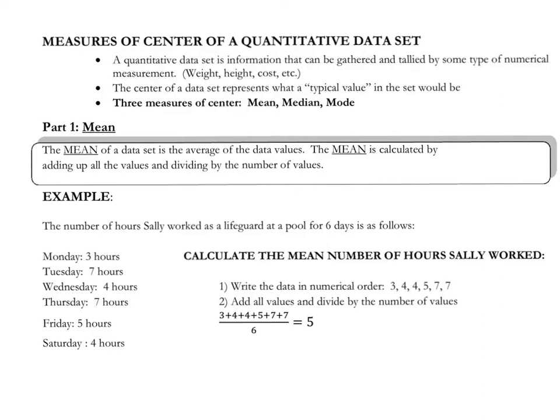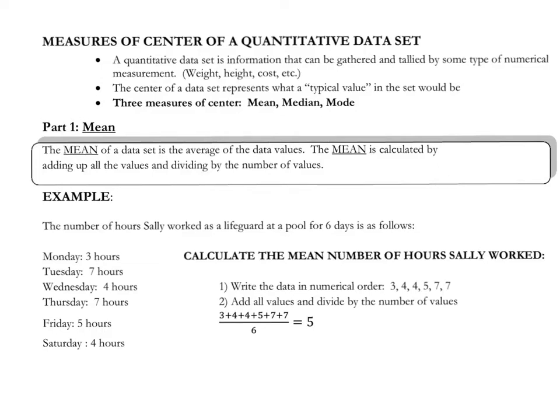A quantitative data set is just information that can be gathered or tallied. It's just a list of numbers most of the time. Sometimes it's like a poll that you take. The center of the data is really just like a typical value in the set. So we do this in three different ways. We measure the mean, the median, and the mode. The first thing we're going to talk about is the mean.